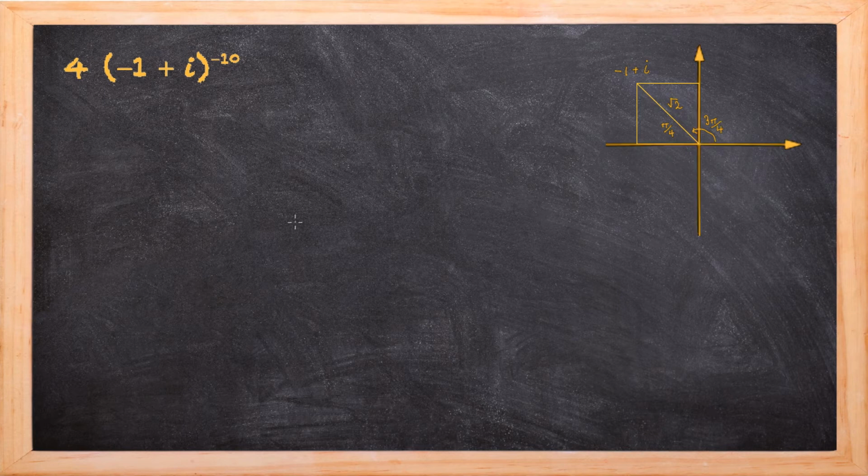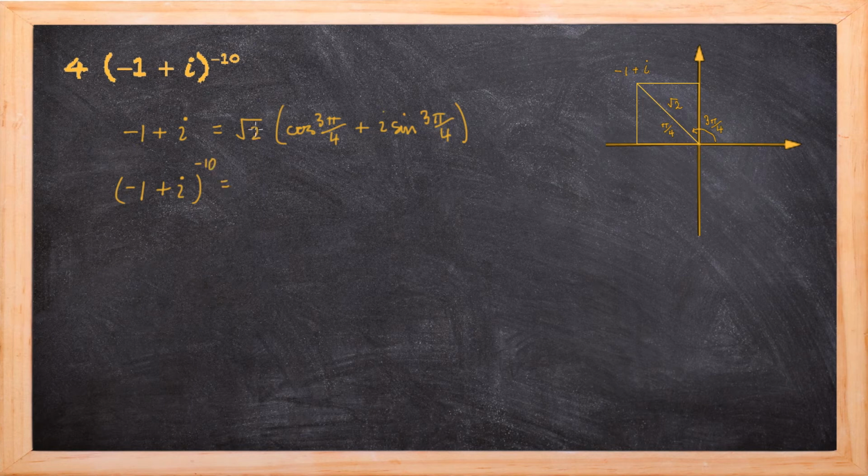So negative 1 plus i, it's the Cartesian form. Polar form then, modulus is root 2, argument's 3 pi upon 4, so it's root 2 times cos 3 pi upon 4 plus i sine 3 pi upon 4. And that's what we're raising to the negative 10 this time.